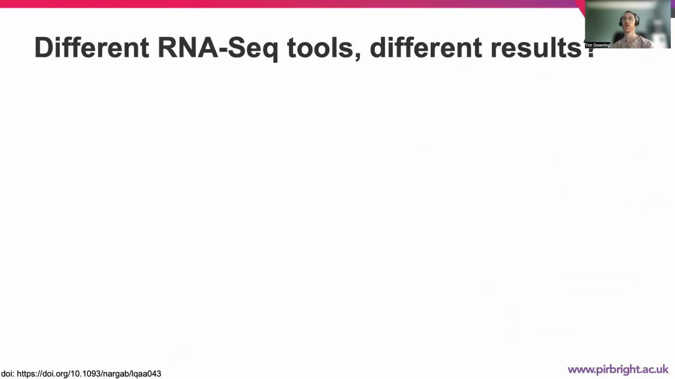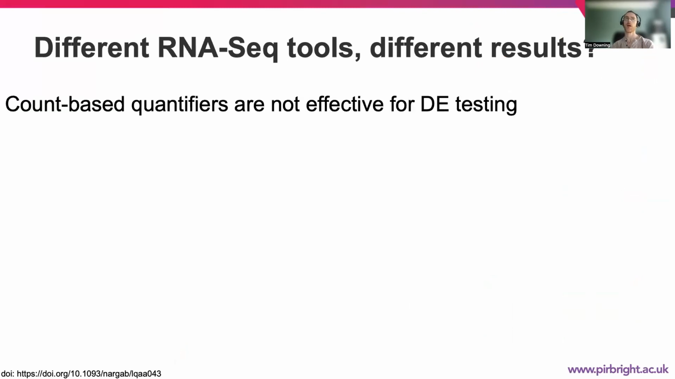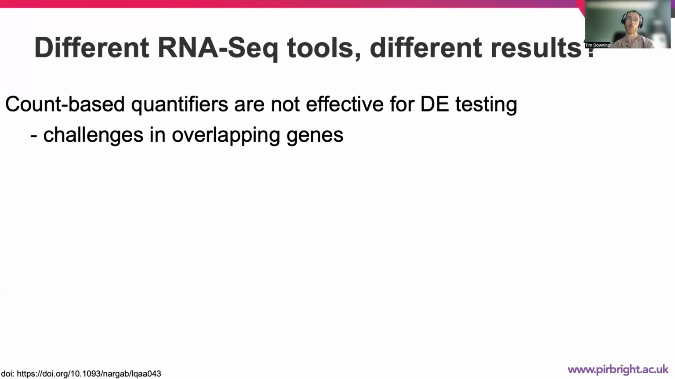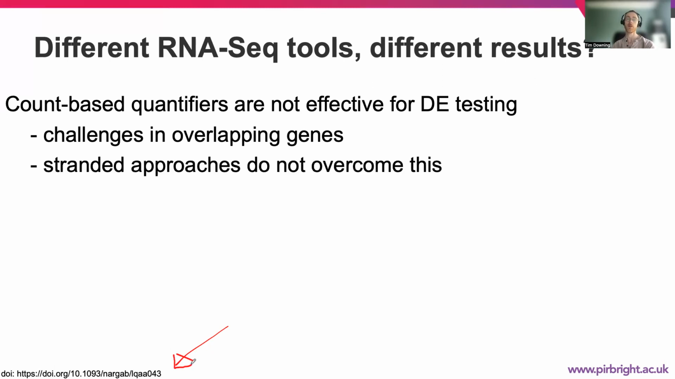So what we're getting towards here in terms of our thinking about this is that count-based quantifiers may not be effective for looking for differential expression in genes. And that's because we may have challenges in detecting overlapping genes where there's sense and antisense transcription. You can read more about this in this paper. Even if we use stranded RNA sequencing, which is our typical approach, especially at the institute, that doesn't overcome this.